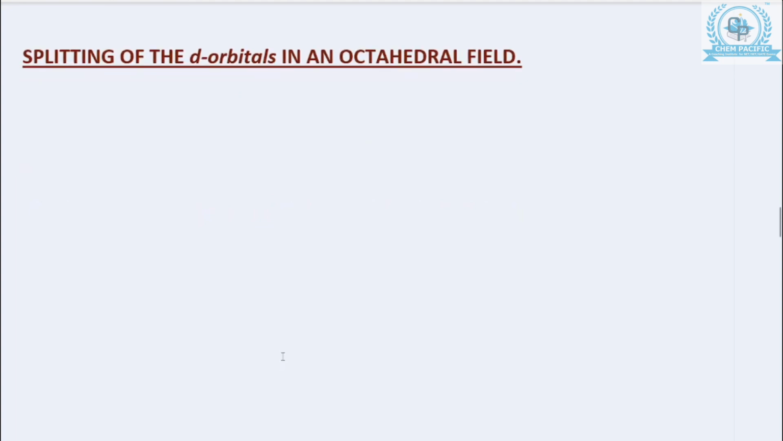Now splitting of the d orbitals. Now this is the splitting of the d orbitals in an octahedral field. This is very important. Before I proceed with this, let me explain to you certain important concepts about this. Point number 1, ये splitting क्यों होता है? Why is this splitting happening? और ये होने के बाद क्या होता है?